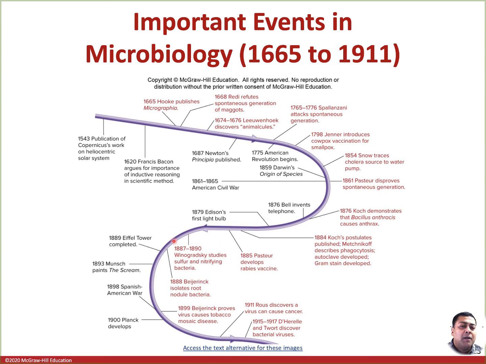So here you can see in 1887, the sulfur bacteria were described. Beijerinck isolates the root nodule bacteria and proves that a virus causes tobacco mosaic disease, right over the period of time. In 1911, Rous discovered that a virus can cause cancer. Nobody believed him, but he was given a Nobel Prize years after that discovery. But the names that I'm pointing out are Jenner, John Snow, Pasteur, and Robert Koch. These are some of the important ones that you want to visit.